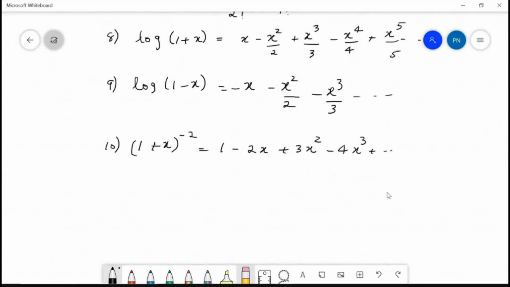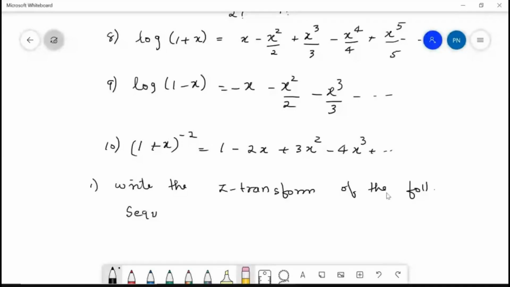The first type of problem: write the Z transform of the following sequences. And sometimes it is possible that you may not be able to combine all these series also. So then leave it like that. It is not compulsory every time you will be getting these forms only. Sometimes you don't have those terms of any function, then leave it like that. You don't have to bother about combining all these terms.